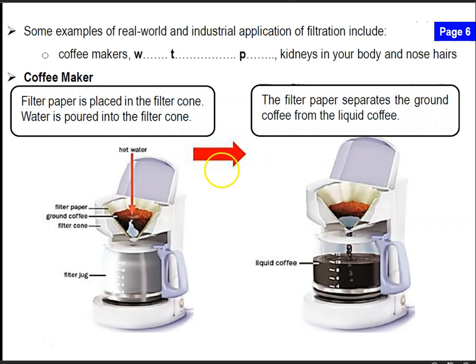Now, if you look at your coffee maker here, you can see there is a filter paper here, and then you have your coffee powder. So you're going to put your coffee powder here, and then you're going to pour the hot water into the filter cone. This filter cone is also known as your filter funnel. Notice that everything has got the word filter because we're talking about filtration. So when you pour the water here, the water will seep through all your ground coffee here, and whatever filtrate comes out here will be your liquid coffee. So this is an example of an industrial application. Filtration is actually also seen inside your coffee maker.